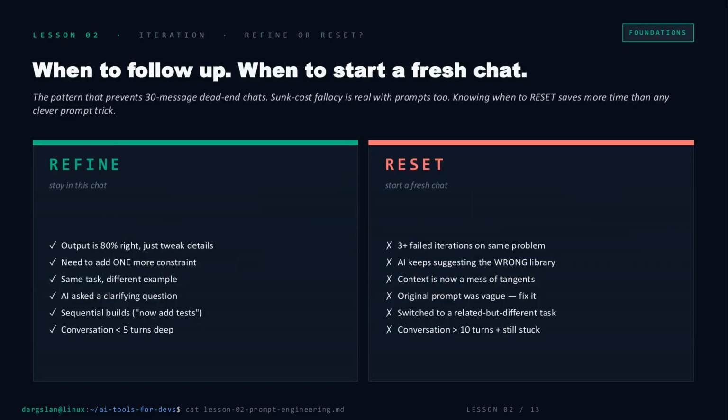Now, even with great prompts, chats go sideways. The skill is knowing whether to refine or reset. Refine when you're 80% there, adding 1 constraint, or the AI just asked a clarifying question. Small additive moves under 5 turns. Reset when you failed 3 times, when context is a tangle of tangents, or when the original prompt was vague to begin with. Sunk cost fallacy is real. A fresh chat with a better prompt beats turn 20 every time.